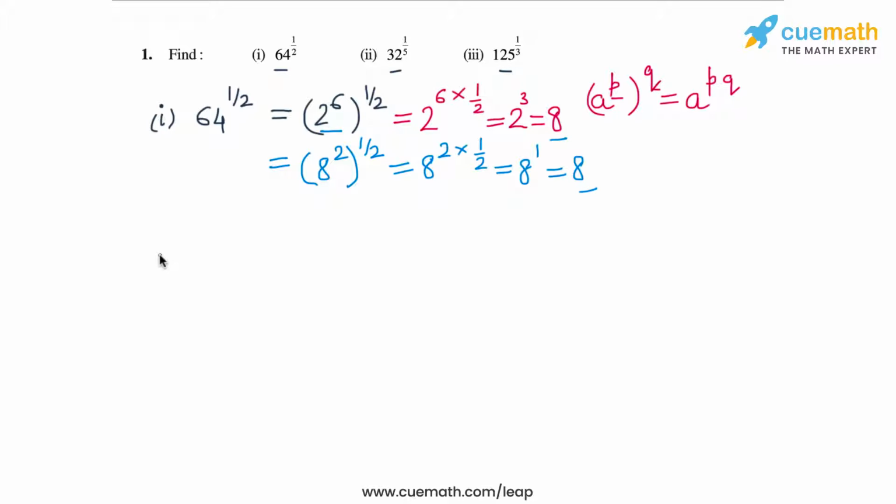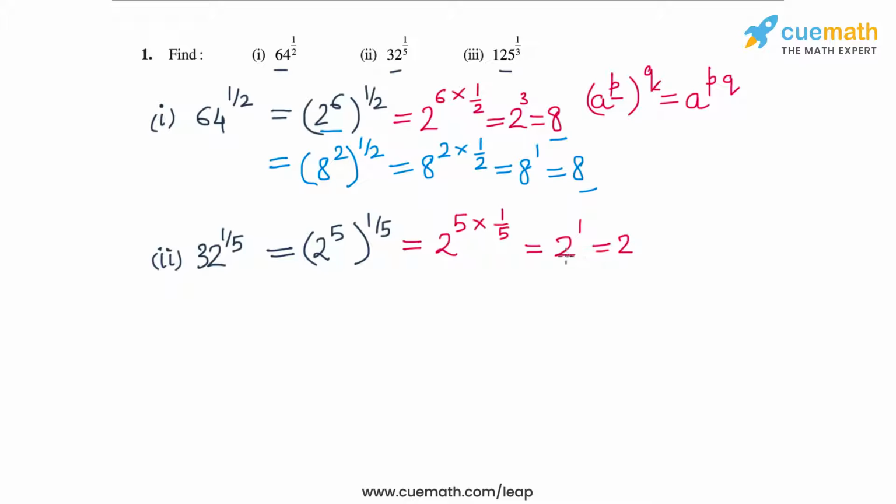Now let's do part 2. In part 2 we have to calculate 32 to the power 1 by 5. Now I can write 32 as 2 to the power 5, so 2 to the power 5 raised to the power 1 by 5. Again the exponents will multiply, and I will have 2 to the power 5 into 1 by 5. And 5 into 1 by 5 is 1. So this is 2 to the power 1, or 2. So the value of the second exponential term is 2.